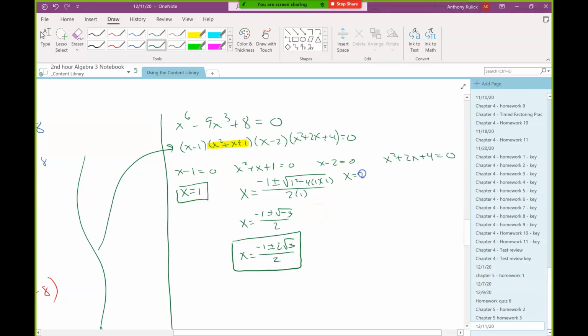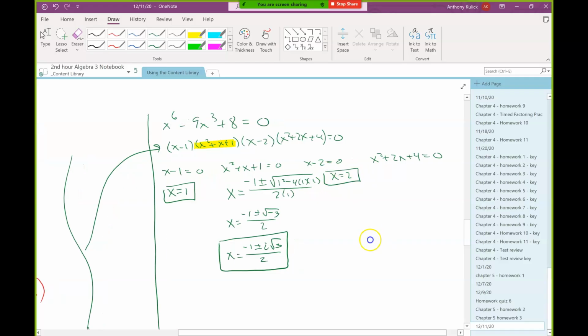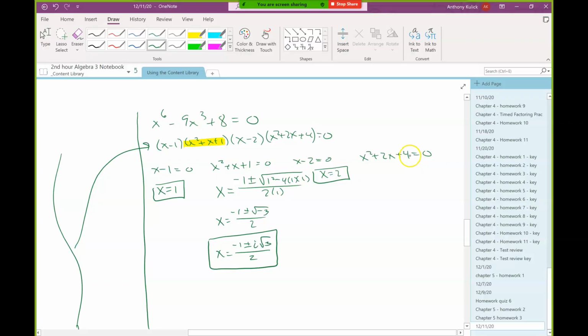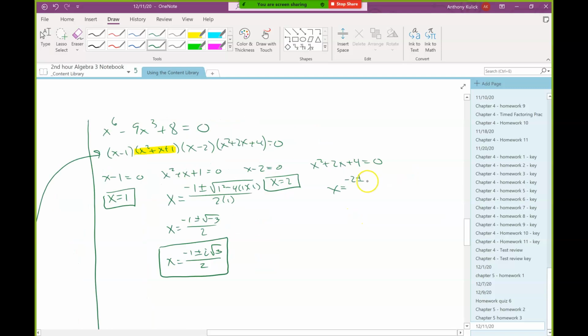So 4 minus 16 is negative 12. And negative 12, I can take out an i. And the square root of 12, well, 12 is 4 times 3. So the square root of 4 is 2, and the square root of 3 we can't do anything with. And then I notice that each part has a factor of 2, so I can reduce that to just be negative 1 plus or minus i root 3. So those are my answers.